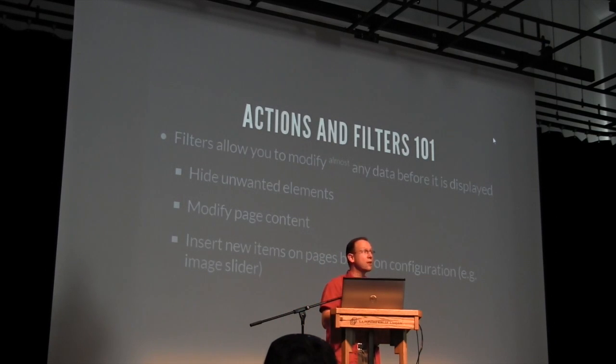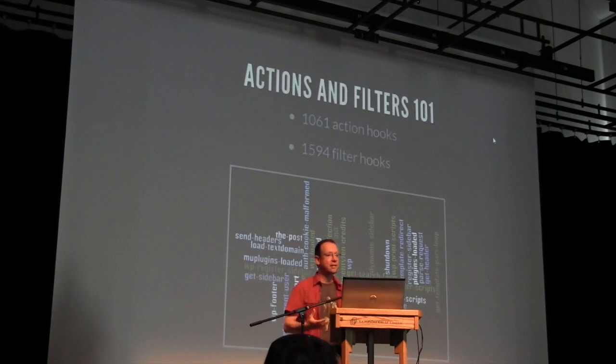So there's a lot of tools that you have in hand to be able to create these plugins, and really, if we just take a look at some numbers, there's over 1,000 action hooks, over 1,500 filter hooks. So there's a lot of tools out there that can let you go in and really get your own touch, your own footprint anywhere within the WordPress architecture.